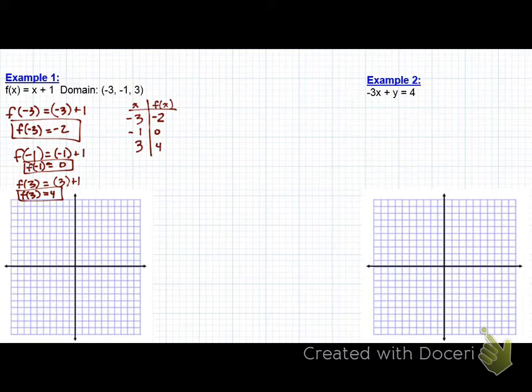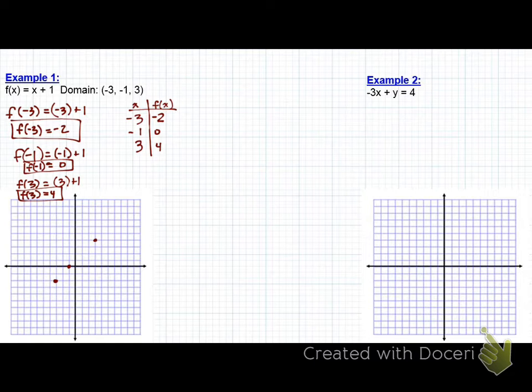Okay, so we got -3, -2. We're going to start in the middle, go to -3, and then down to -2. So we're going to put a point here, and then we're going to start again. We got -1, 0. So -1, and then 0. That should be our point right here. And then 3, 4 is 1, 2, 3 right, 1, 2, 3, 4 up. There should be a point right here.